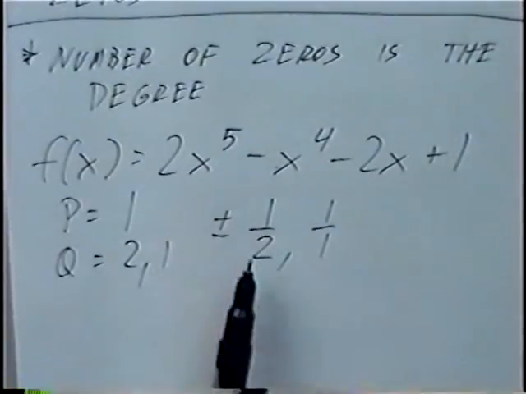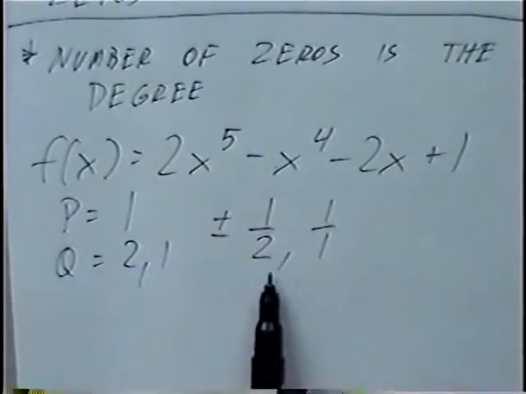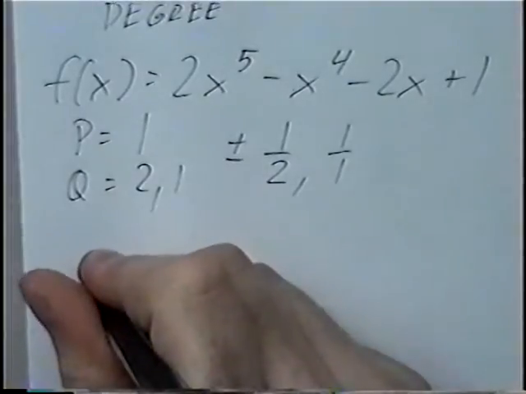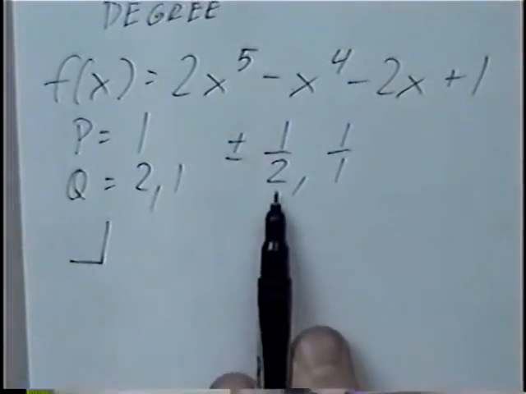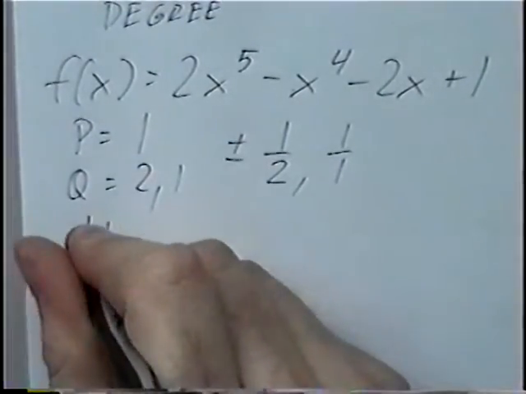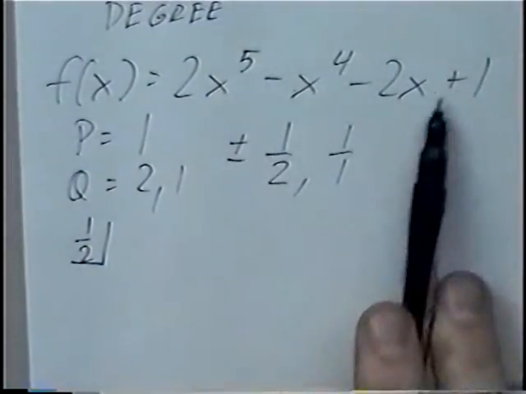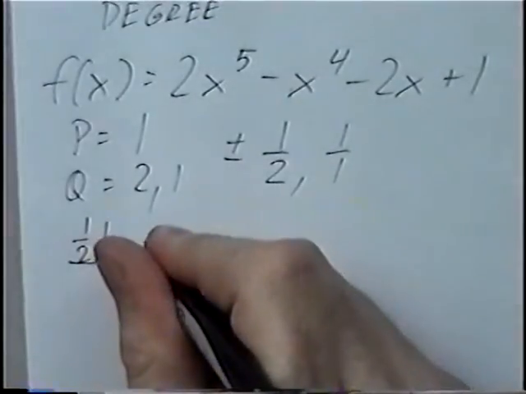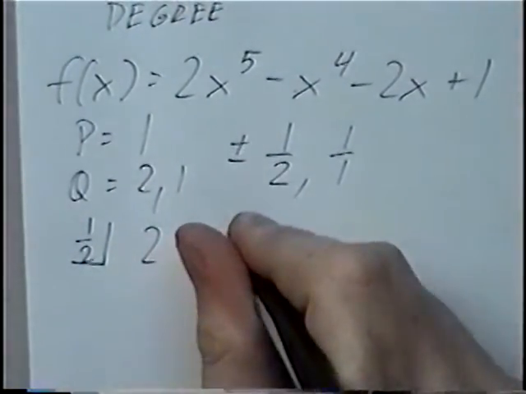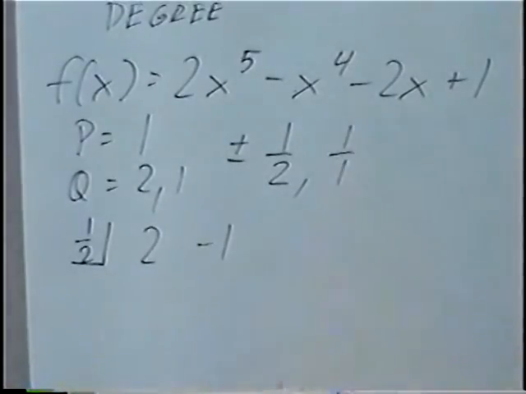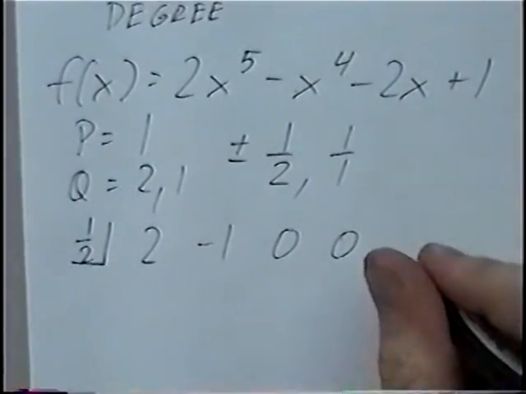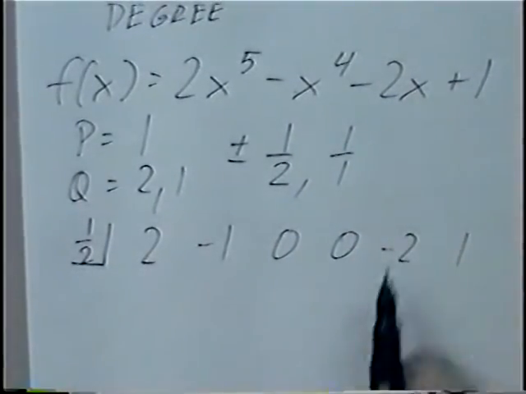If they divide in evenly, they're a zero or a factor. If there's a remainder, then it's not the answer. For example, if we do synthetic division, taking our first number, which is 1/2, we can divide 1/2 into the function to see if it works as a zero. The coefficients will have 2, negative 1. There is no x to the 3rd in the function, so we'll have 0x to the 3rd, and also 0x squared, and then negative 2 and positive 1.